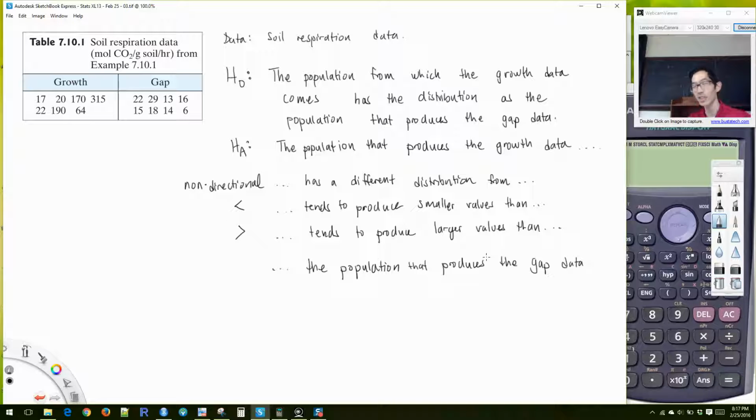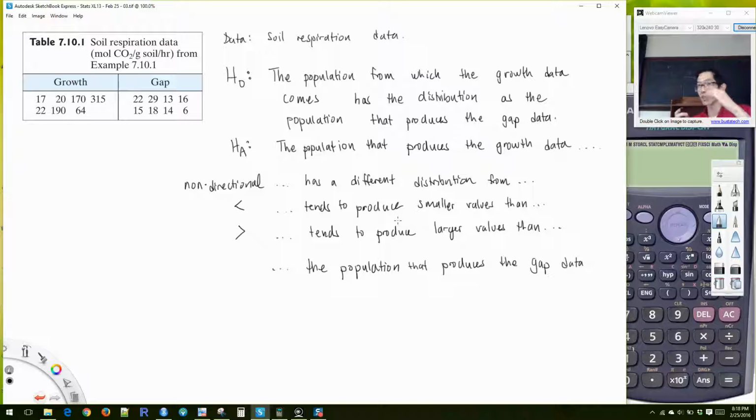In our case, we're supposed to come up with the null and alternative hypotheses prior to looking at the data. But it would make sense to use this greater than alternative, where we're saying the population that produces the growth data tends to produce larger values than the population that produces the gap data. Again, we are not using any symbols. We're not saying that the mean of this population is larger than the mean of the other population or anything like that.